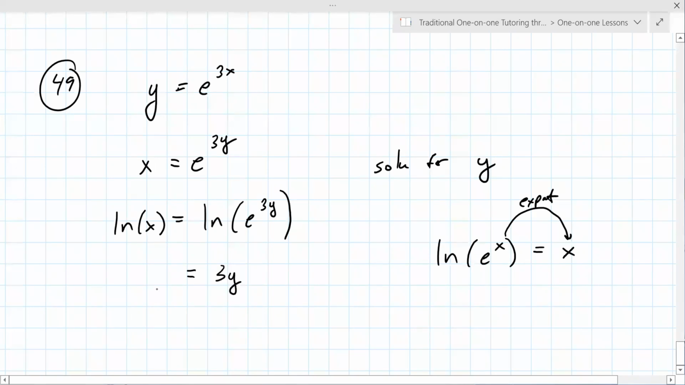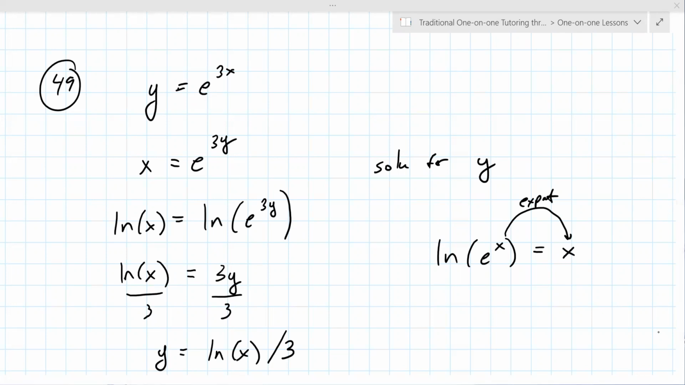So the right hand side becomes 3y. And then you divide both sides by 3. So y equals natural log of x divided by 3. Okay, I'm writing this one down because I didn't do this one. So then that would just be your answer, right? That's it, yeah.